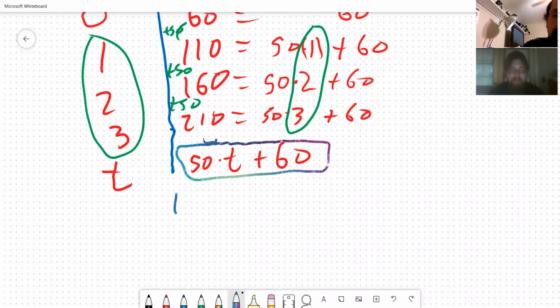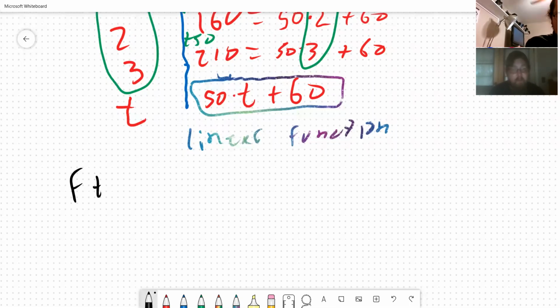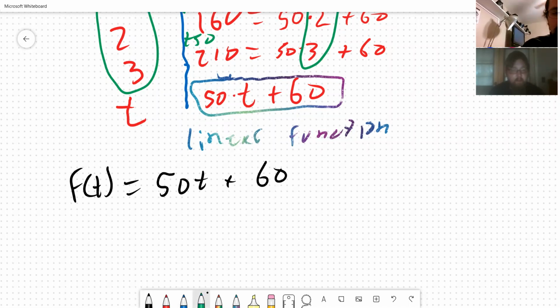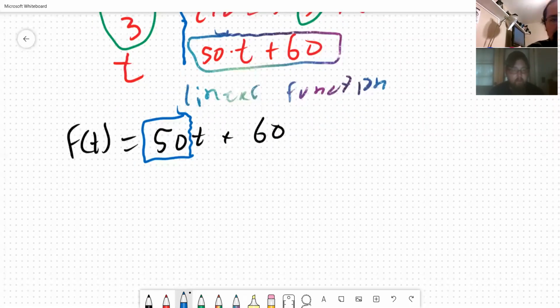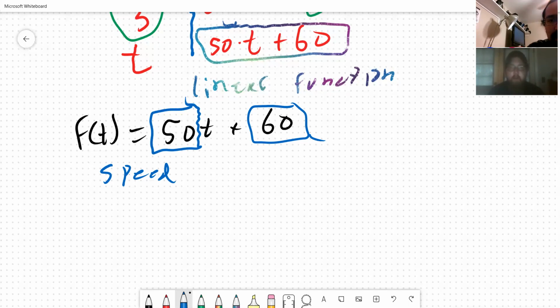Congratulations, because that right there is a linear function. You just constructed your first linear function. You should be very proud of yourself. All right, now let's rewrite this linear function and take a little time to explain some of these numbers. So 50, where did the 50 come from? That's your rate of speed in this case. The 60, what does that represent? That's the distance that you've already traveled, already ahead. The cheating distance.